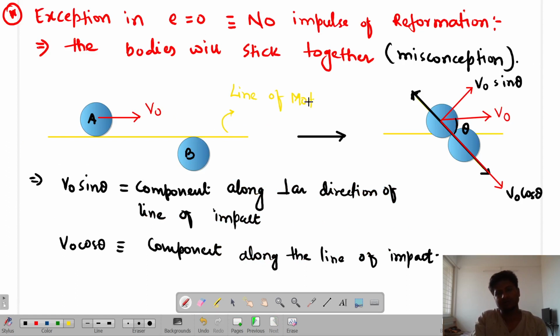Okay, while this is my line of impact, because in this line our normals are present. Are you able to get me or not? Is that clear?